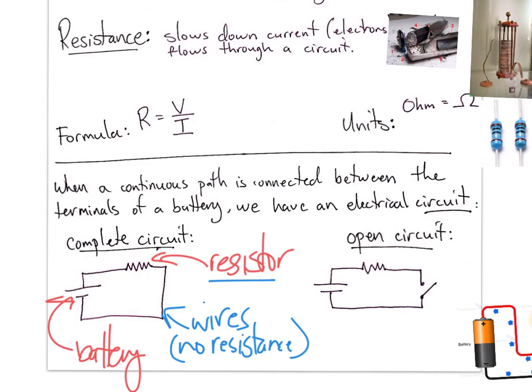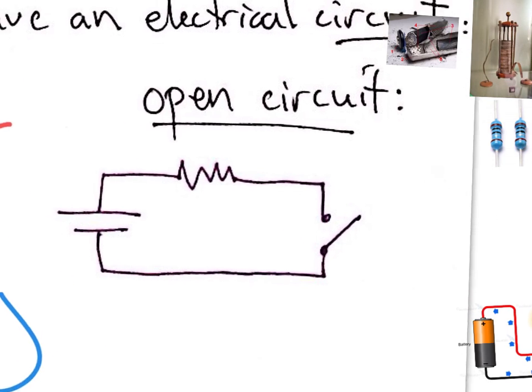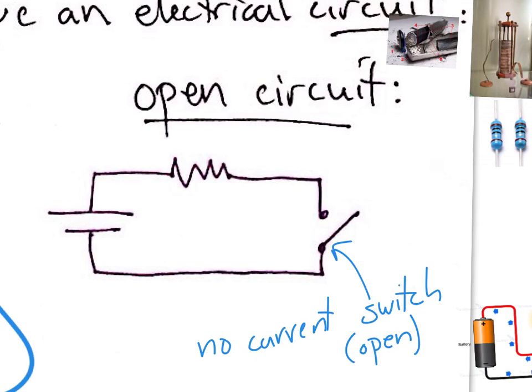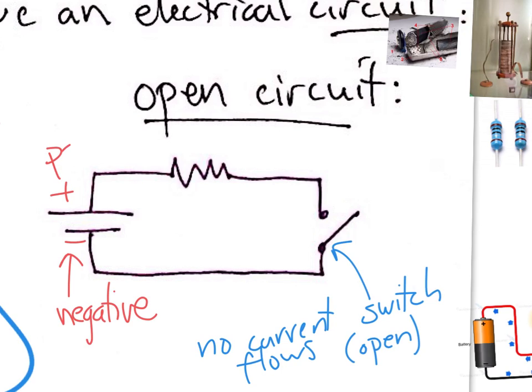This would be an open circuit because this right here would be a switch. And you see the switch in this case is open, so no current flows. The wires are like the path that the electrons can take. And then one additional detail here, the long side is defined as the positive terminal of the battery, and the short side is defined as the negative, just when we draw it. So negative, negative and positive.